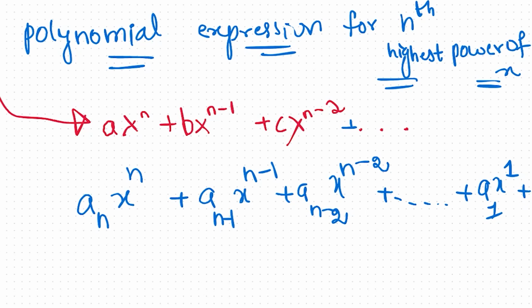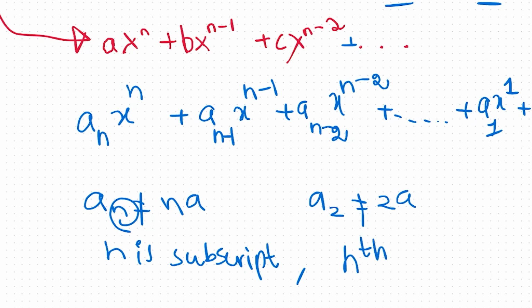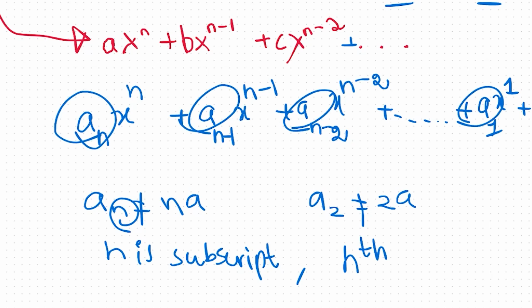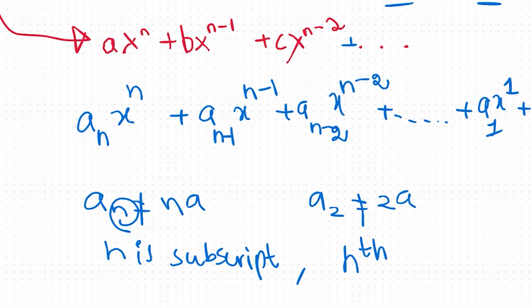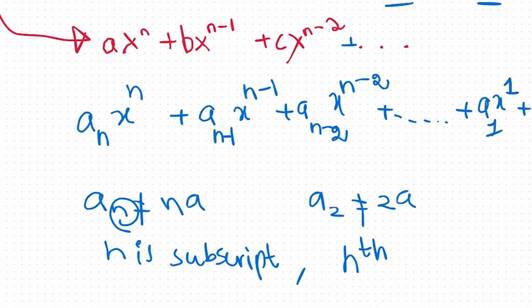Okay. See, a_n does not mean n into a. See, a_2 does not mean 2 into a, twice a. It's not like that. n is a subscript. Subscript means you are just labeling a number. When there are too many a's, you are just giving a name. a_(n-1), a_(n-2), like that. a_n.